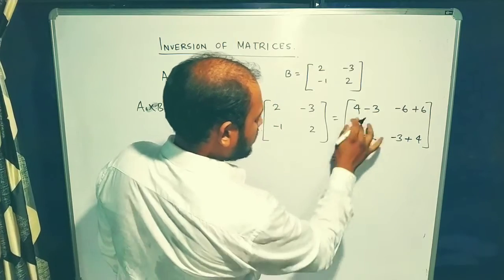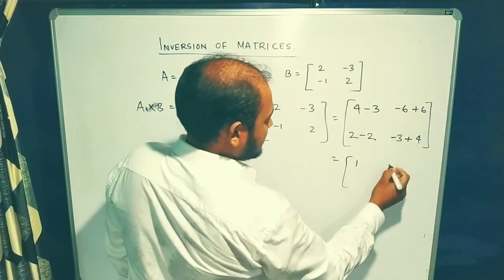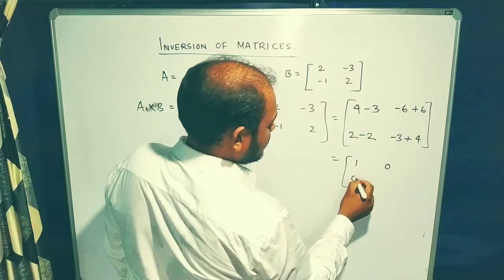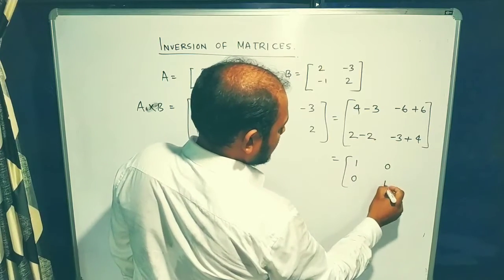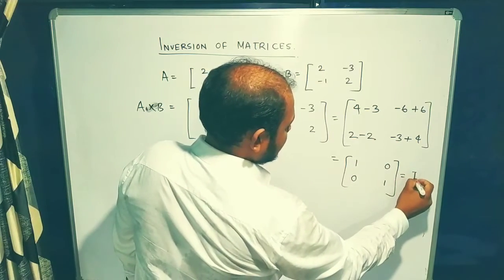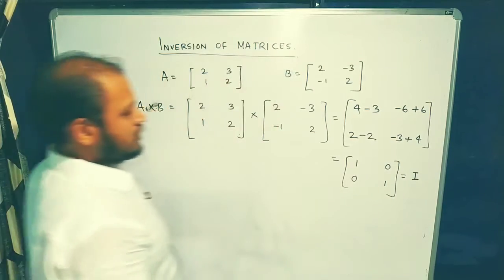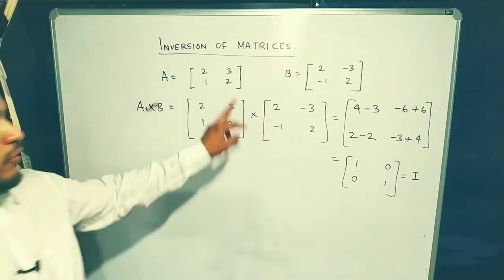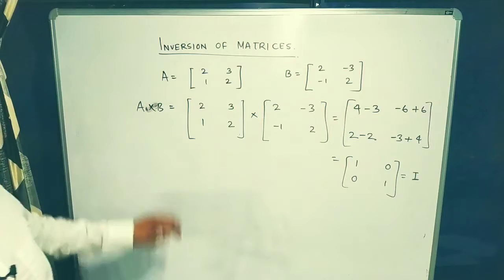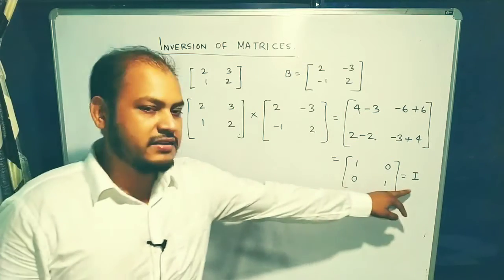So we get 4 minus 3 is 1, minus 6 plus 6 is 0, 2 minus 2 is 0, and 4 minus 3 is 1. So look, we are getting an identity matrix of order 2. That means of the same order of this matrix. So we see that A multiplied by B is equal to identity matrix.